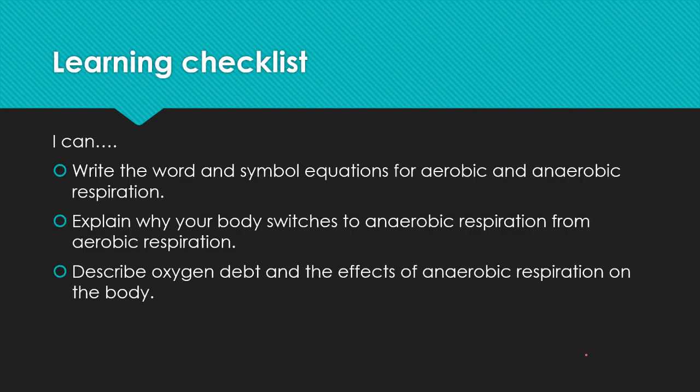So this video has been about respiration, the difference between aerobic respiration with oxygen and anaerobic respiration without oxygen, and when your body cells would do aerobic respiration and when your body cells would do anaerobic. We had the word and the symbol equations, and we explained why your body switches to anaerobic. It needs a fast burst of energy, like when you're sprinting, and we also described what oxygen debt is, which explains why you breathe hard at the end of a sprint. And so this video has been about comparing aerobic and anaerobic respiration.